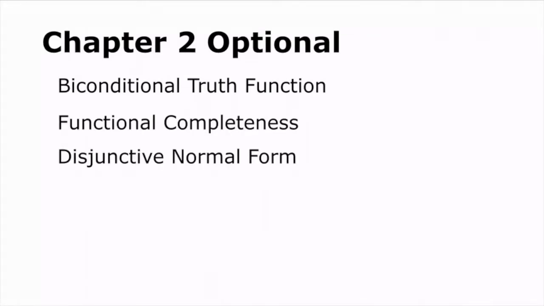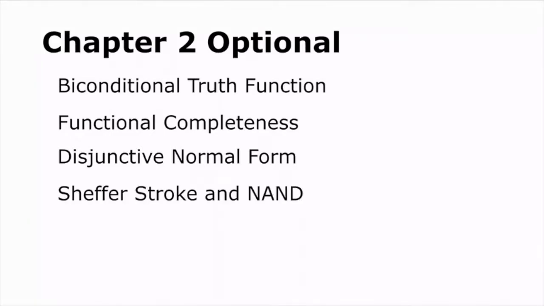So the first topic is going to be the biconditional truth function. We did the biconditional statement operator in Chapter 1 optional material, but now we'll look at the truth function. We'll discuss the topic of functional completeness and disjunctive normal form, the Sheffer stroke, which is another statement operator, and the NAND function, which is the truth function that it stands for. And then I'll show you some example problems of the sort you can expect to see on Quiz 2 and also the final exam.